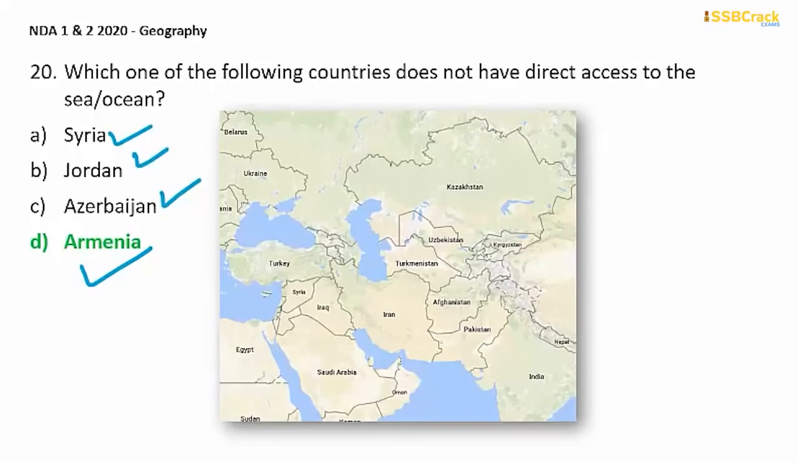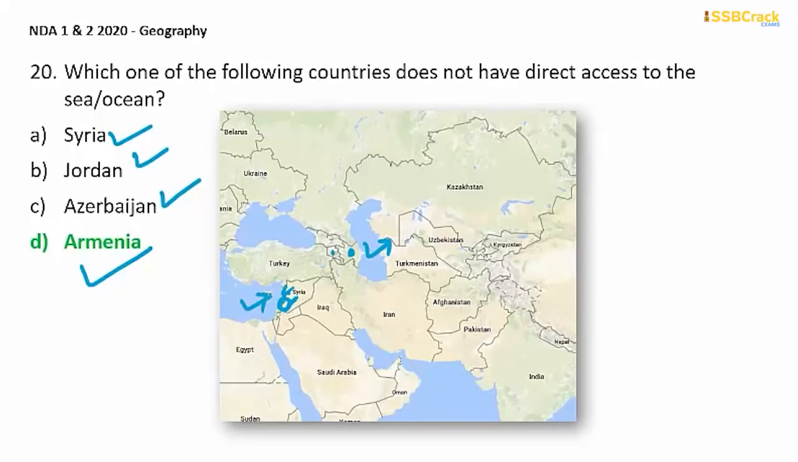If you look closely, this part is Syria. Syria basically has a coastal boundary with the Mediterranean Sea. Similarly, at this point, you'll also find Jordan. So Jordan also shares coastal region with the Mediterranean Sea. Azerbaijan, which is present over here, shares a coastal region in the Caspian Sea. This is the Caspian Sea.